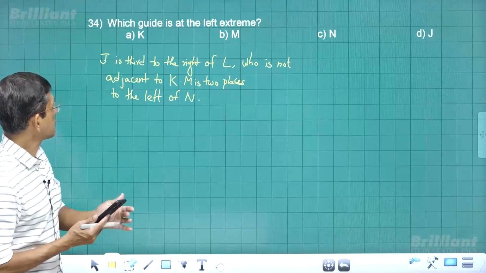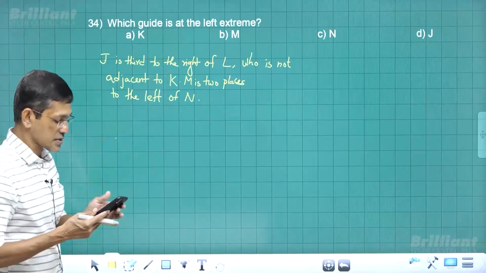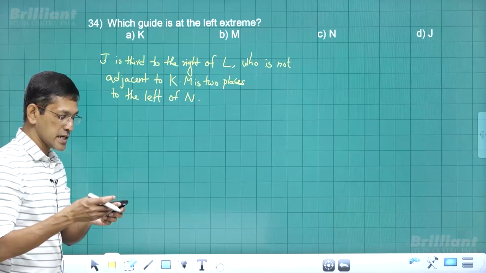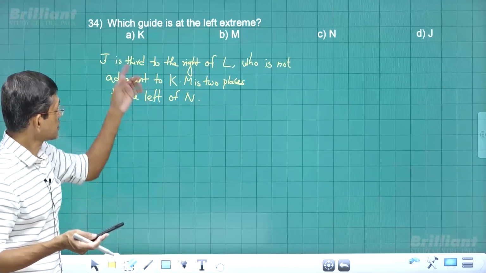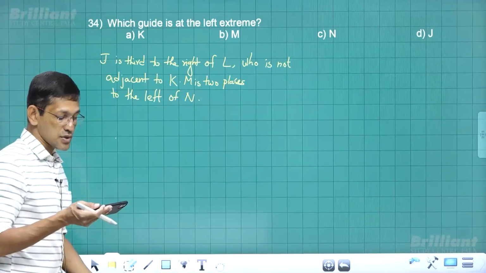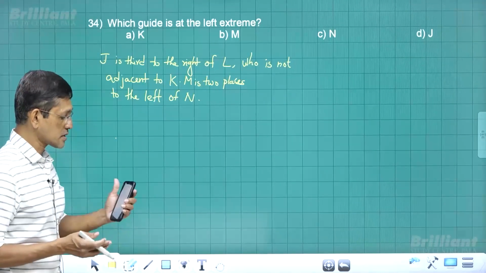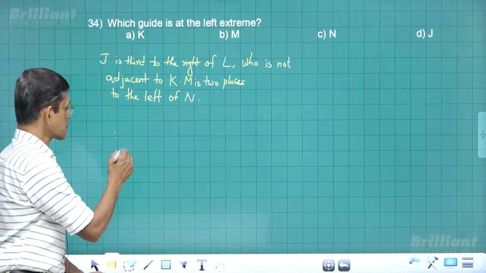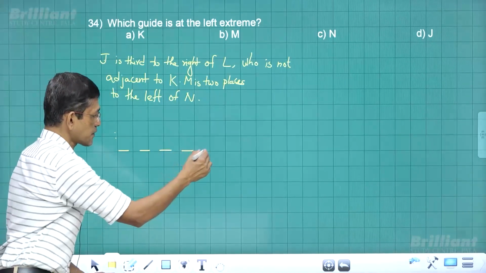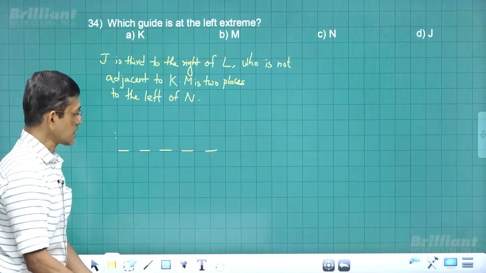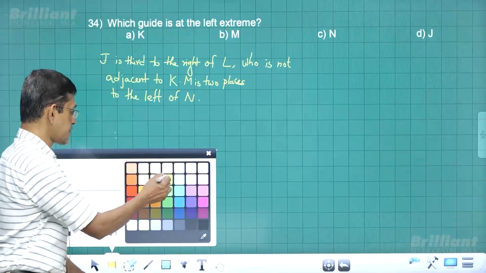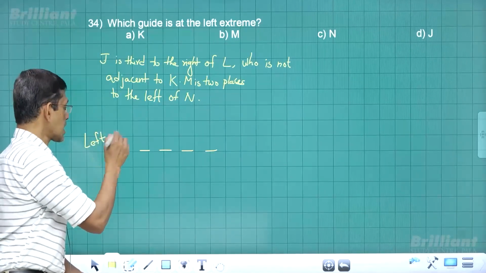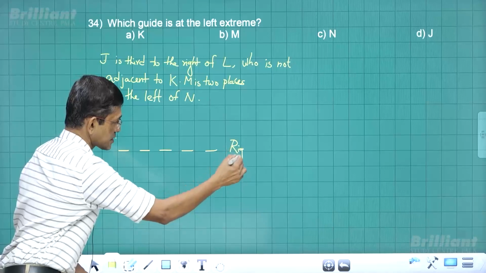Now, based on that, we have two questions. First question, which guide is at the left extreme? Second question, which guide is two places to the right of L? So let's do it. In order to make the arrangement, what kind of an arrangement is this? 1, 2, 3, 4, 5. They are sitting in a row. That is a linear arrangement, row-wise, and there are 5 of them. In this kind of situation, we take our left as the left of this arrangement and our right as the right of this arrangement. So left is left, right is right.